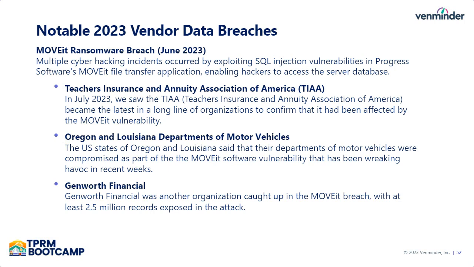It really enabled hackers to access their server database, and the trickle-down effect was huge. So Teachers Insurance and Annuity Association of America became the latest in a long line of organizations to confirm that it had been affected by the MoveIt vulnerability. The Oregon and Louisiana Department of Motor Vehicles said that their departments had been compromised as part of the MoveIt software vulnerability. And then Genworth Financial was another organization caught up in the MoveIt breach. They had at least 2.5 million records exposed in that attack.